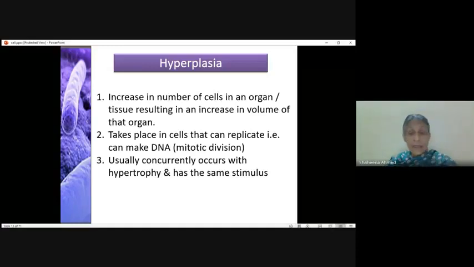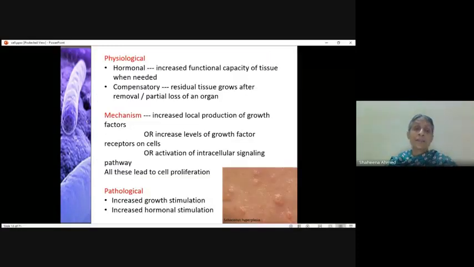So classical examples that you might see physiologically, there can be hormonal stimulation or there can be compensatory stimulation. Again, in hormonal stimulation, uterus is a very, very classical example in which there is not only hypertrophy, you also see hyperplasia. So in uterus, not only the size of the cells is increasing, the number of the cells is also increasing. Now, compensatory, this is seen in organs like liver and in organs like kidney.